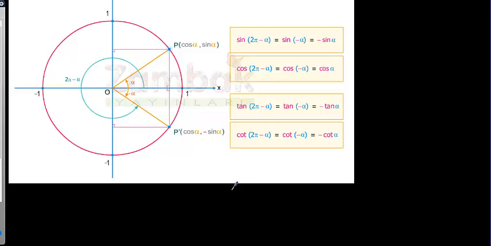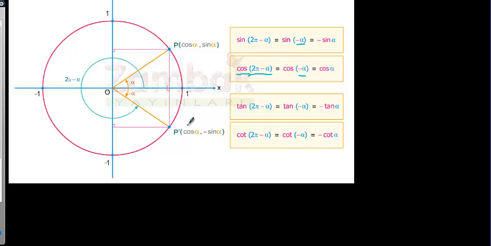Okay, in this lesson I'm going to explain the negative angles. While we're explaining the negative angles, we are going to use the reduction formulas. If you remember, in the first lesson I explained that 2 pi minus alpha and minus alpha refer to the same point. That's why we are using the help of reduction formulas for explaining the negative angles. Minus alpha and 2 pi minus alpha are going to show the same point.